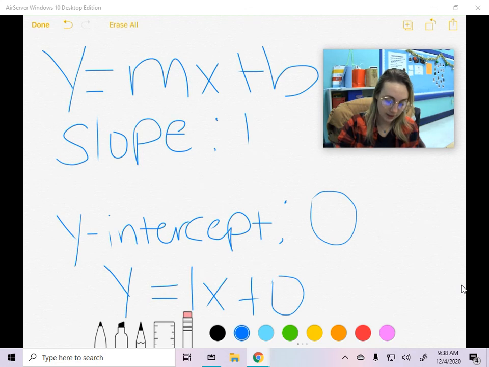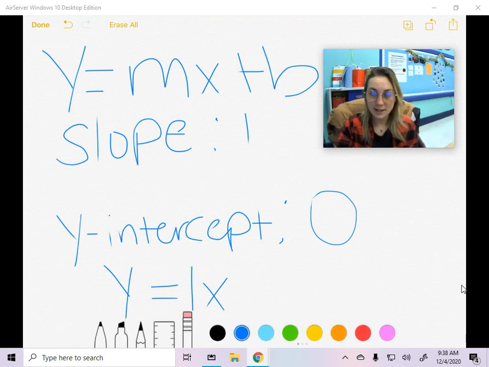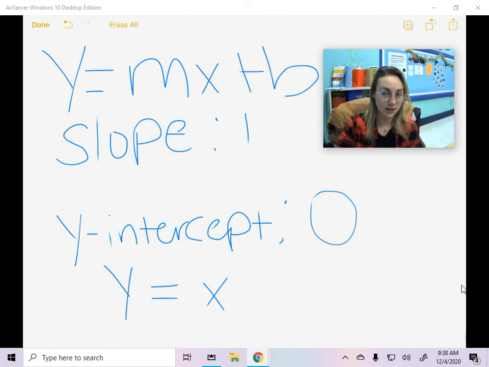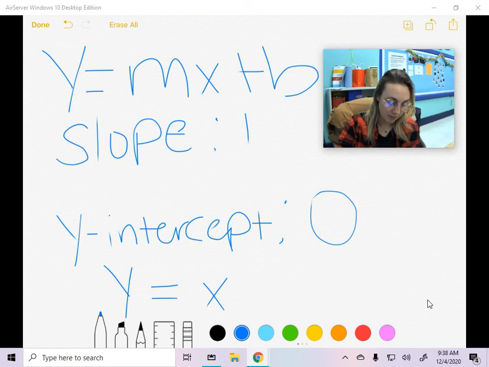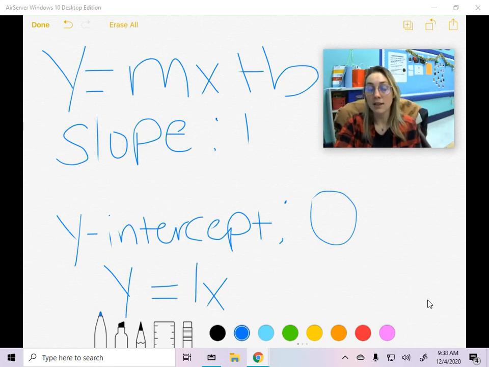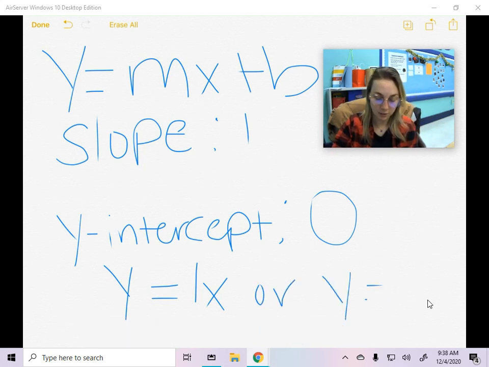The 0 is not necessary to add, a plus 0 at the end, so we can just get rid of that. And if you just have this x right here, there's an invisible 1 in front of it. So it's up to you if you want to keep that 1 there or not, but at the same time, it's not going to be necessary. So our equation is y equals 1x, or y equals x.